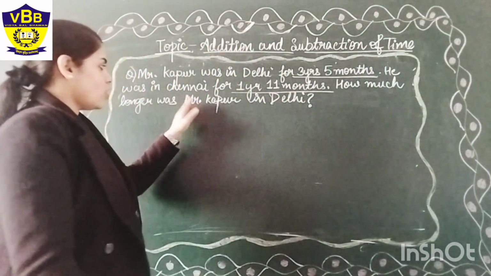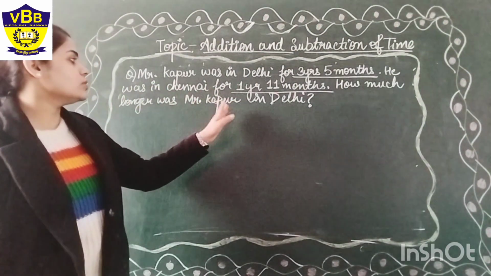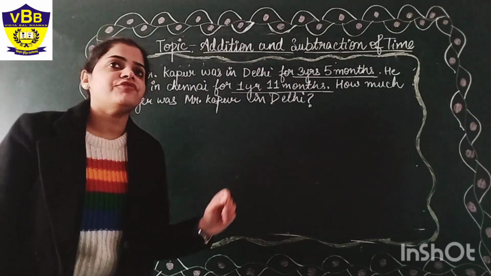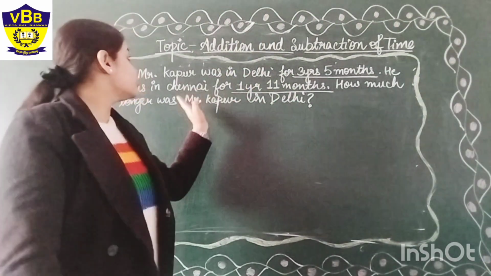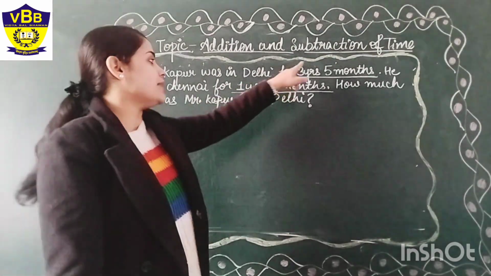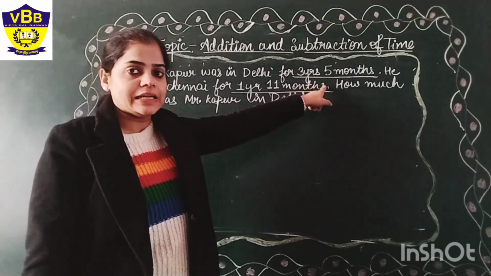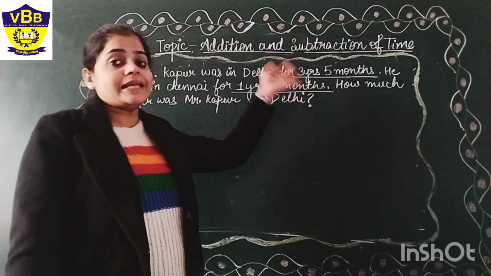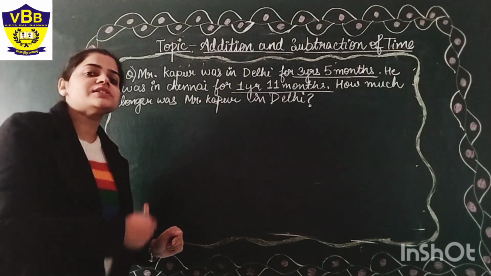How much longer was Mr. Kapoor in Delhi? So they are asking us how much longer Mr. Kapoor was in Delhi. It means we have to find the time difference, that is, how much longer time Mr. Kapoor has spent in Delhi compared to Chennai. Because you can see here it is 1 year and 11 months, and this is 3 years and 5 months. So which one is the longer duration? Of course the 3 years will be the longer duration. So we have to see how much more time Mr. Kapoor spent in Delhi than in Chennai. To find that, we have to find the difference. And how to find the difference? We will do the subtraction here.